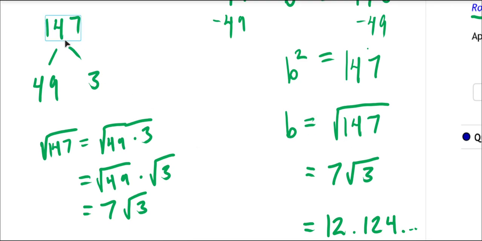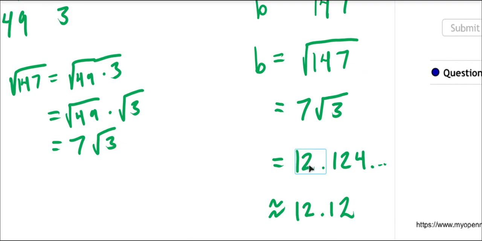How does 147 square rooted simplify if you wanted that? Well, it's actually 49 times 3. We saw that in a previous problem. And 49 square rooted is just 7. So we could simplify this to write it exactly. The decimal form is 12.124 and so on.